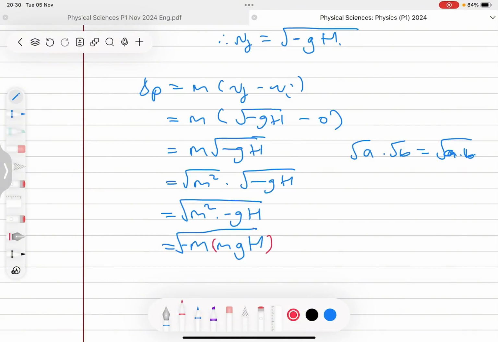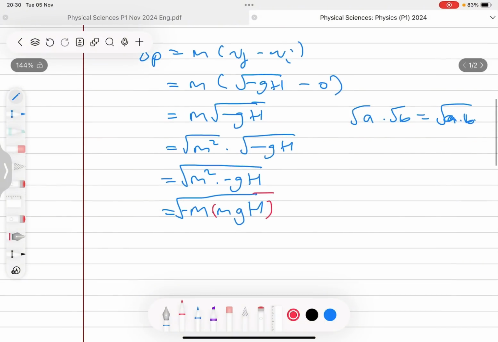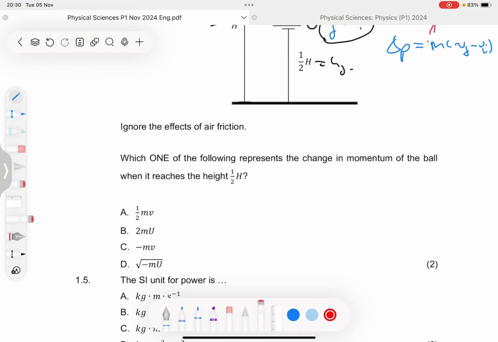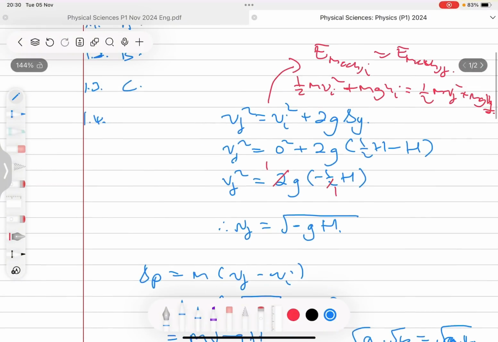Now I'll group these two, right? I think already you can see where I'm going, so that I have the root of negative m. This here is the gravitational potential energy, so I'm going to write that as U. So that means my change in momentum is the same as the root of negative m times the gravitational potential energy, the root of the product of the mass and the gravitational potential energy. And in fact, that comes out to be option D. So our answer here would be D.